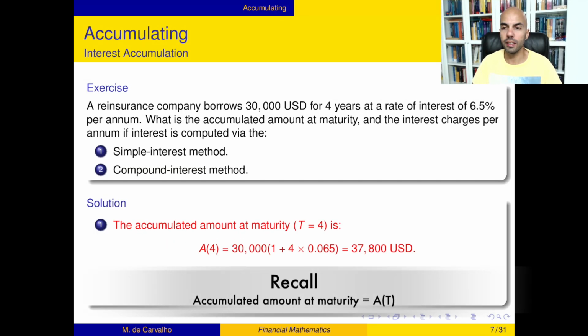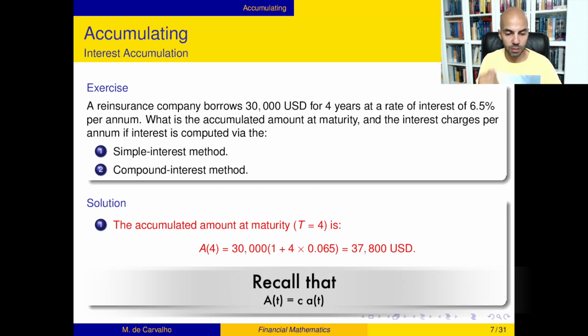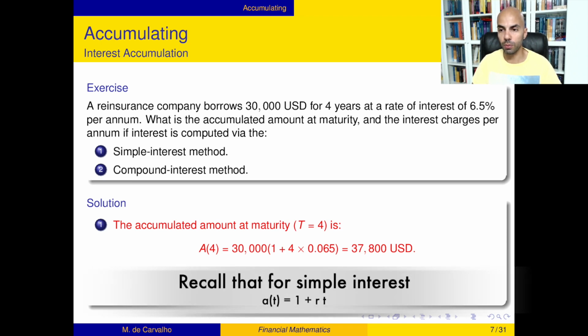Okay, ready? Let's go. In order to compute the accumulated amount at maturity, I always recommend you in this type of exercises to think about the situation where a principal would be equal to 1 and always just work with the accumulation function, because in the end you just have to multiply that by the principal in order to get the amount function.